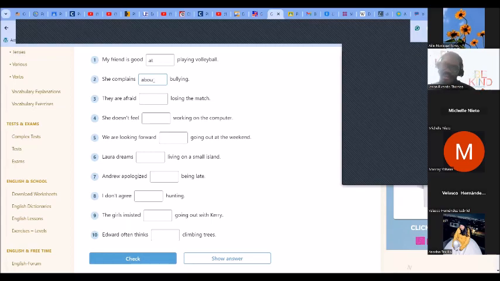All right, Michelle, number 3. Which one do you think should go there? Doesn't have to be on, in, on, and at. It could be she, and they are afraid of losing the match. Yes. Off is also a preposition. Good. Johanna, number 4.